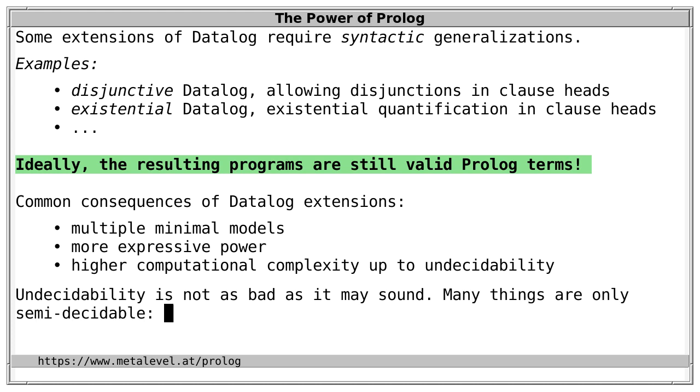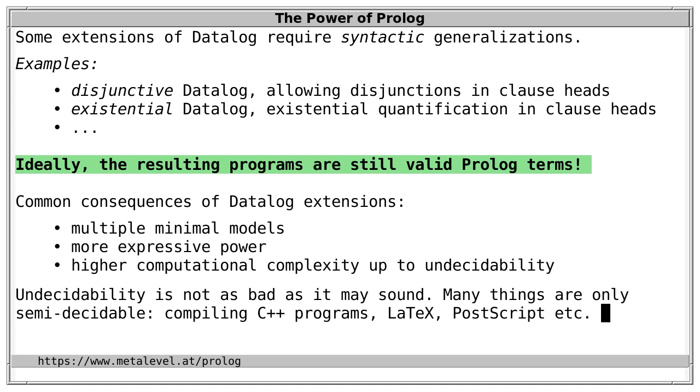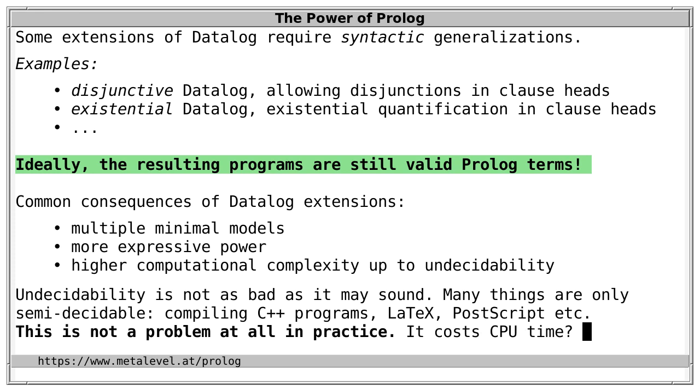Because many things are not decidable, only semi-decidable, such as compilation of C++ programs, which is Turing-complete, or LaTeX, which is also Turing-complete, PostScript, and so on. All these mechanisms are not decidable and may not terminate, and in practice that's no problem at all. We still use C++, LaTeX, PostScript, and so on. Because what's the main drawback of this? Is it that running such applications may cost CPU time? That's okay. We can run them for as long as we can afford and then stop.